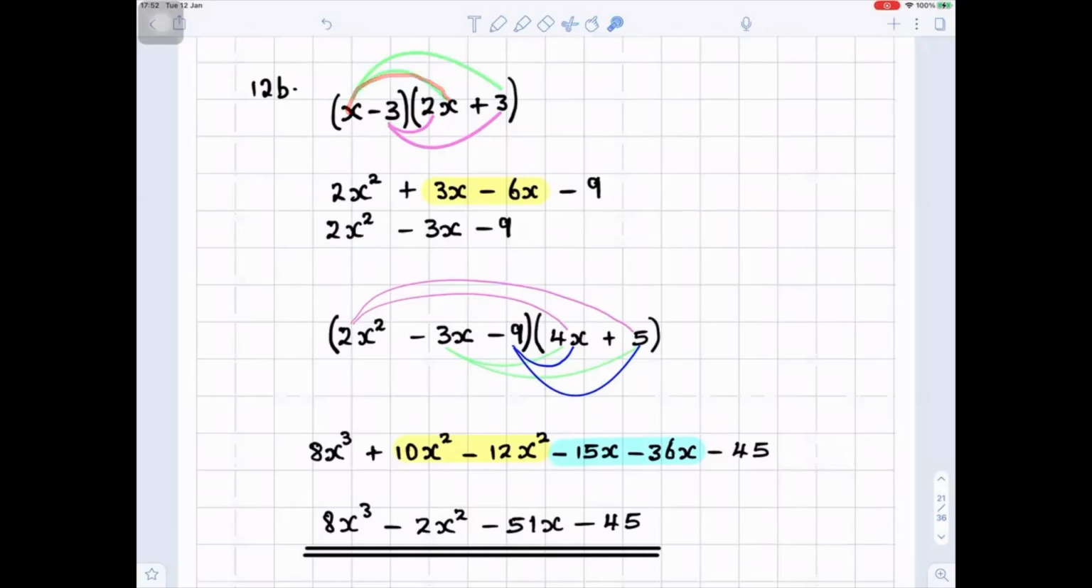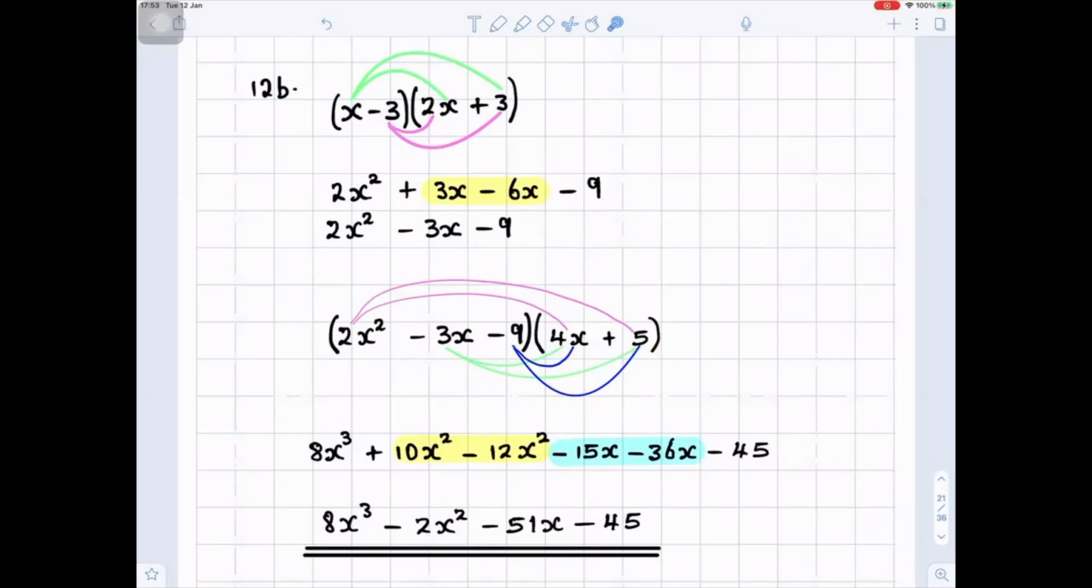X times 2x is 2x squared. X times 3 is 3x. Minus 3 times 2x is minus 6x. And minus 3 times 3 is minus 9. We collect like terms. 3x minus 6x is minus 3x. So you have 2x squared minus 3x minus 9. Now we have to multiply that by the last term, which is 4x plus 5.